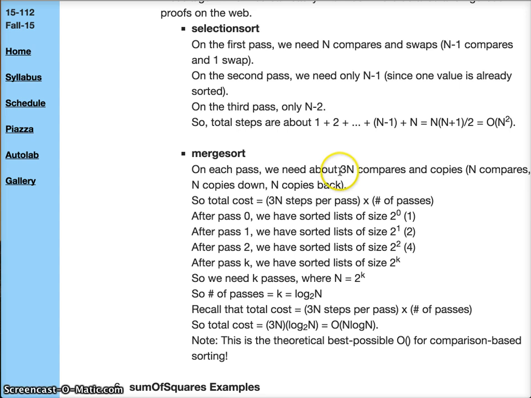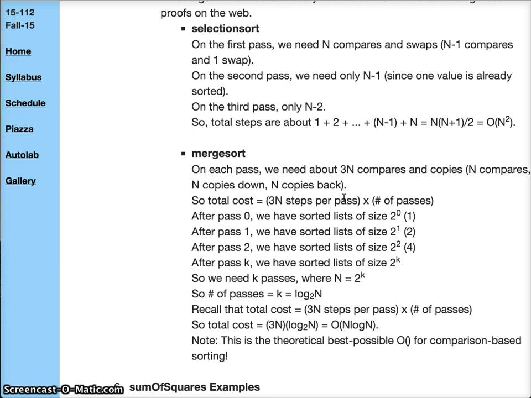As it says here, we actually do 3n work, where we do n comparisons, then we copy it down, then we copy it back. So that's n work overall. So the amount of work we do at each pass is n. Now the question next is, how many passes are there?